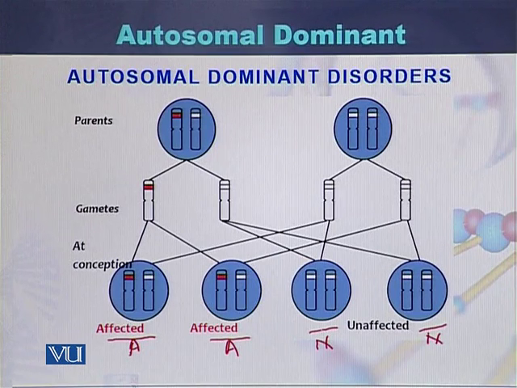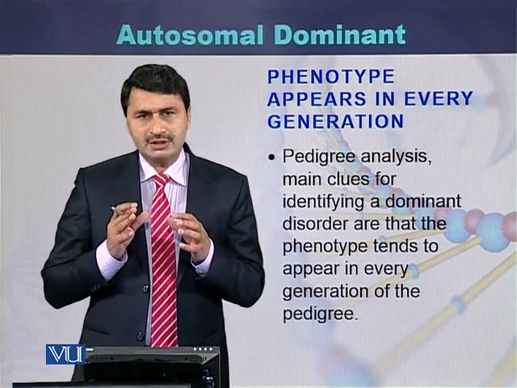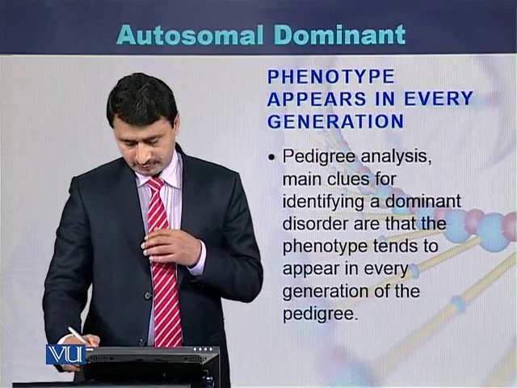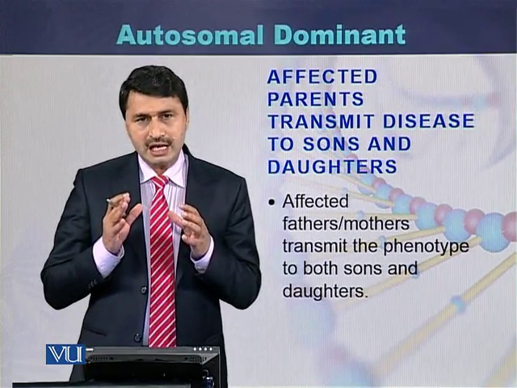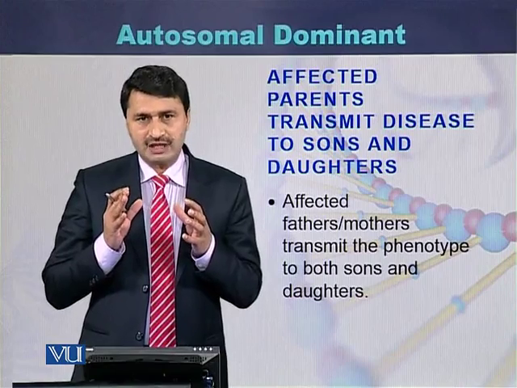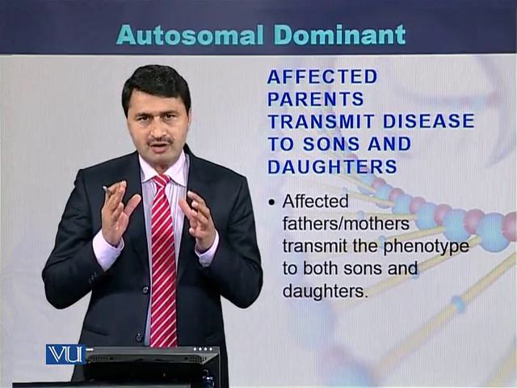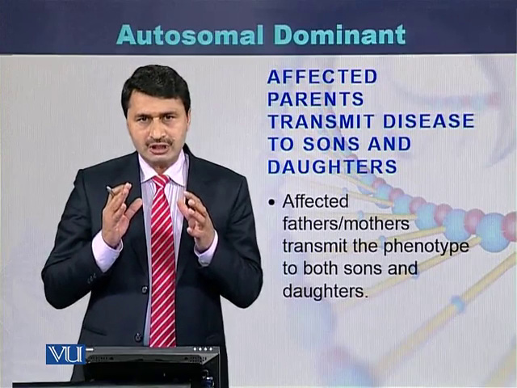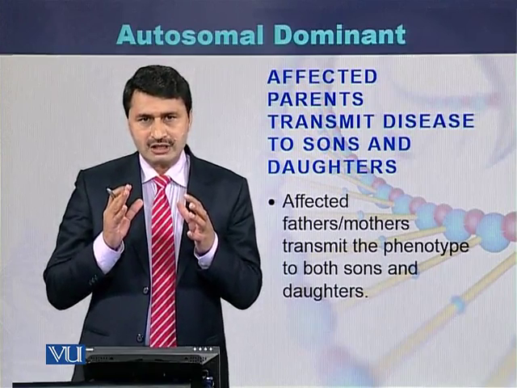But these children are not gender biased. They can be males, they can be females. In autosomal dominant diseases, the phenotype appears in every generation. Affected parents transmit the disease to sons and daughters equally. If one of the parents is affected and there are a son and a daughter, the transmission of the phenotype to the children would be equal. So in autosomal dominant inheritance, we would say that the disease is not sex biased.